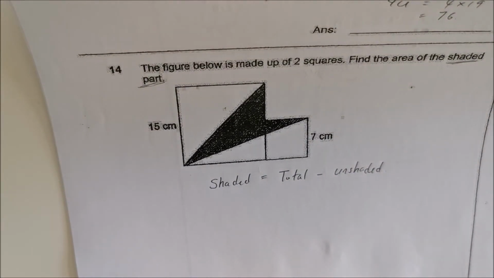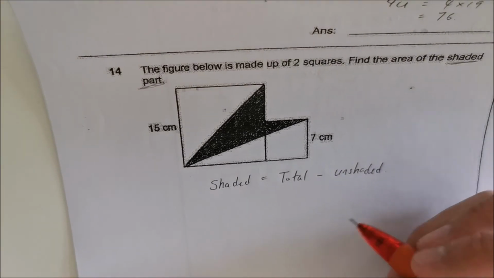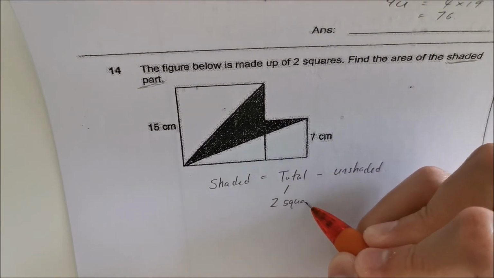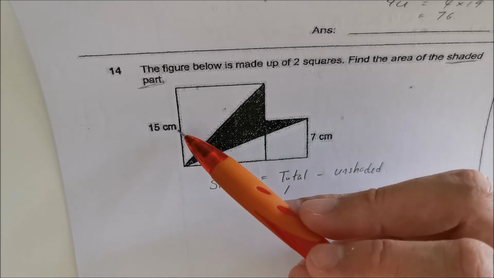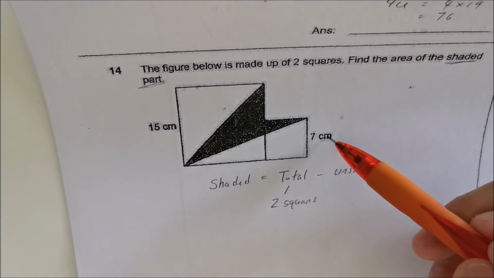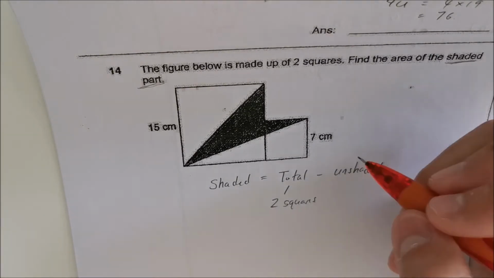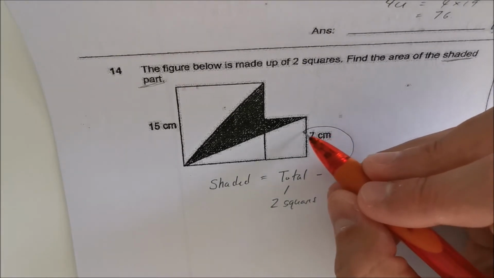Do you see it? And what is the total area, guys? The total area we can find is just 2 squares. One square is side 15, the other square is side 7. Okay. And guys, the unshaded part, can you all see that it's just this?